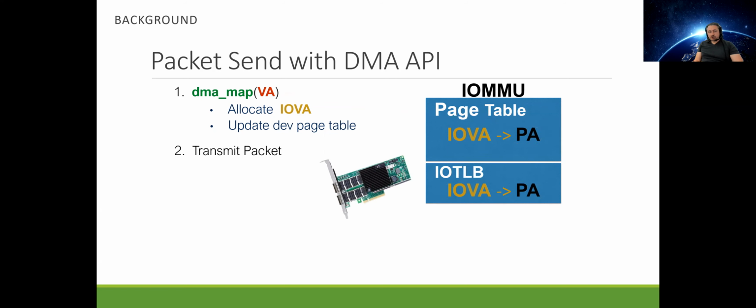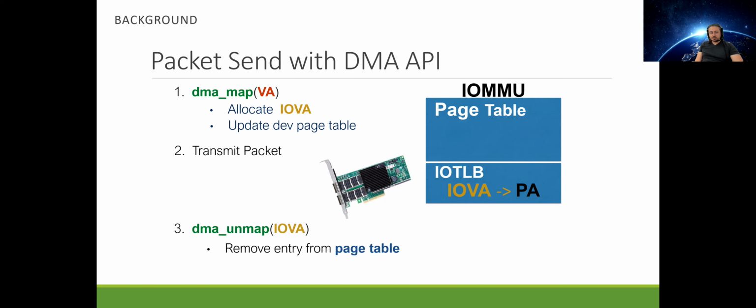Now, when the operation is complete, the device driver unmaps the IOVA. It removes the entry from the page table, and it flushes the IOTLB. So without flushing the IOTLB, the device can still gain access to the physical page because of the fast lookup. We flush the IOTLB and thus prevent the device from accessing this physical page, and we free the IOVA.